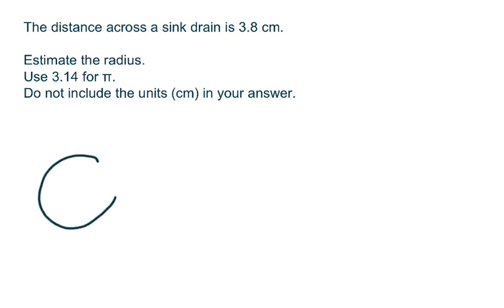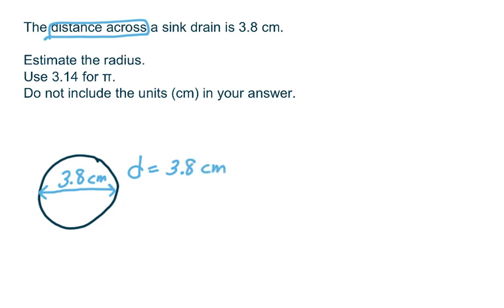So I'm just going to sketch my circle. And it says the distance across the sink drain is 3.8 centimeters. Now, as soon as I start hearing about distance across with a circular object, that's when I know that I'm looking at the diameter. So we know that the diameter is 3.8 centimeters.